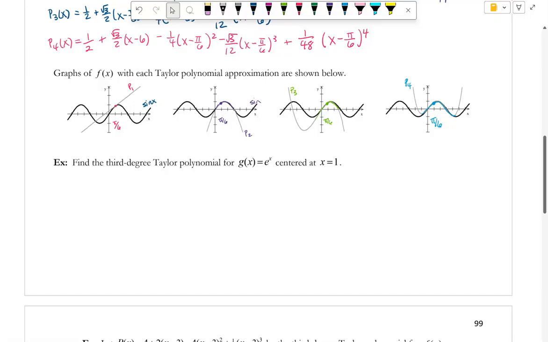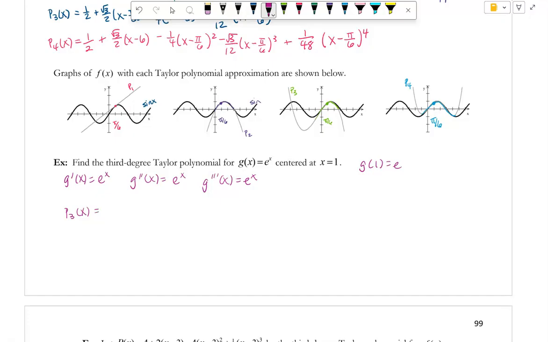All right, so I want you to take a moment and see if you could try this next example. Find the third degree Taylor polynomial for g of x equals e to the x centered at x equals 1. Well, I know if I'm finding a third degree Taylor polynomial, I'm going to need my third derivative. So my first derivative is e to the x. My second derivative is e to the x. And my third derivative of g is e to the x. And I know that when I'm evaluating this at 1, g of 1 is just e to the first power, or just e. So all of my derivatives evaluated at 1 are just going to be e.